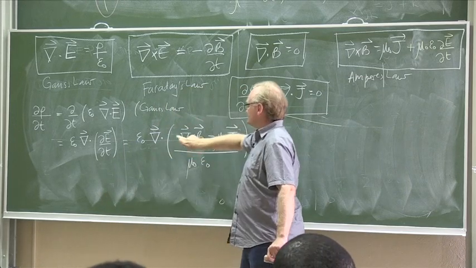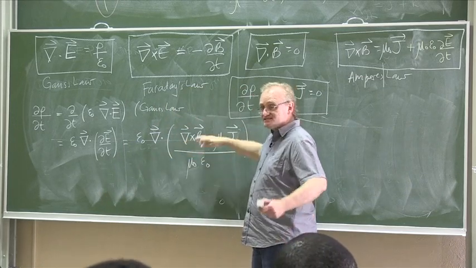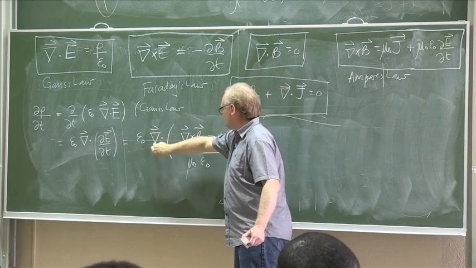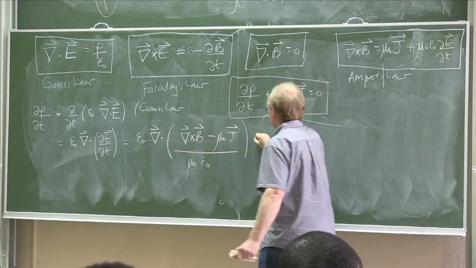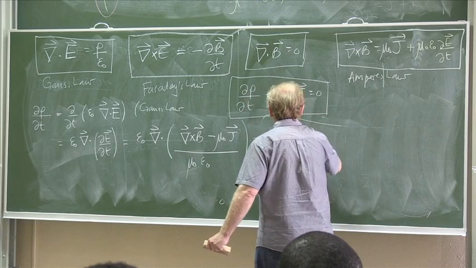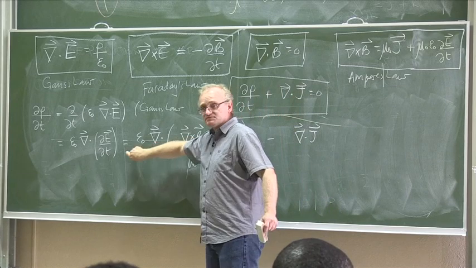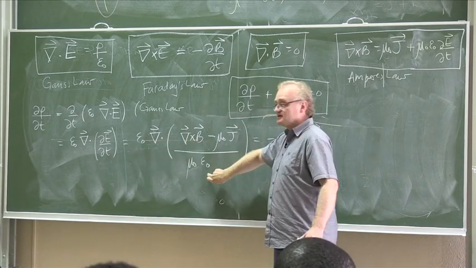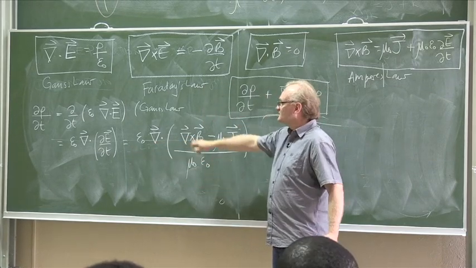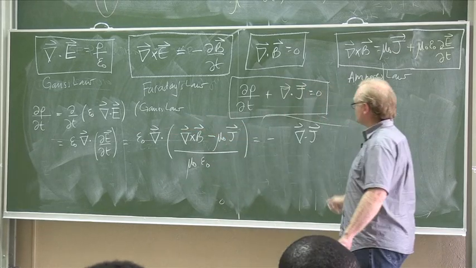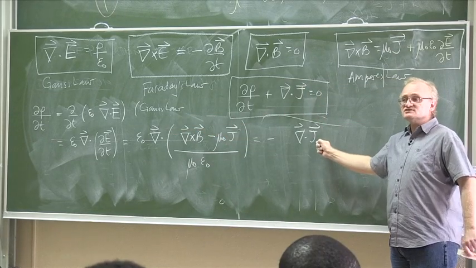What is the divergence of a curl? Zero, so I can forget that term. So I'll end up getting just the divergence of J. There's a minus sign. Divergence of J. I've got a mu naught times epsilon naught, but I'm dividing by mu naught times epsilon naught. So now d rho dt is equal to minus the divergence of J.